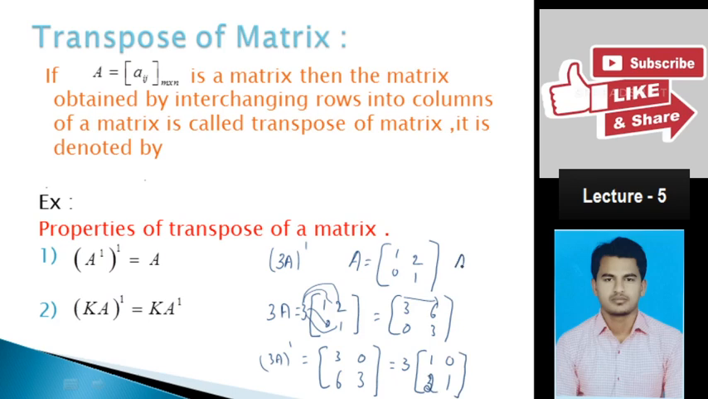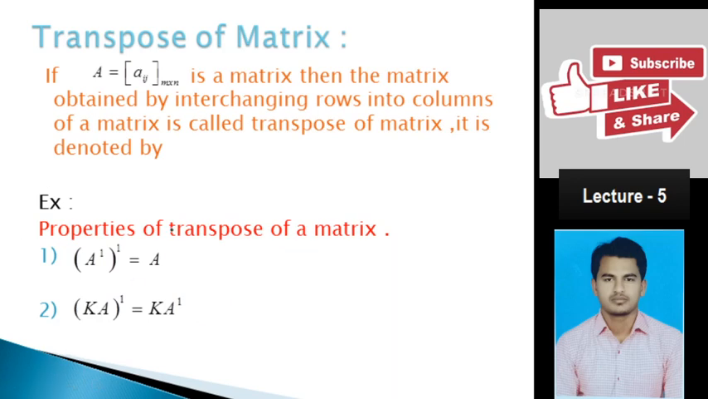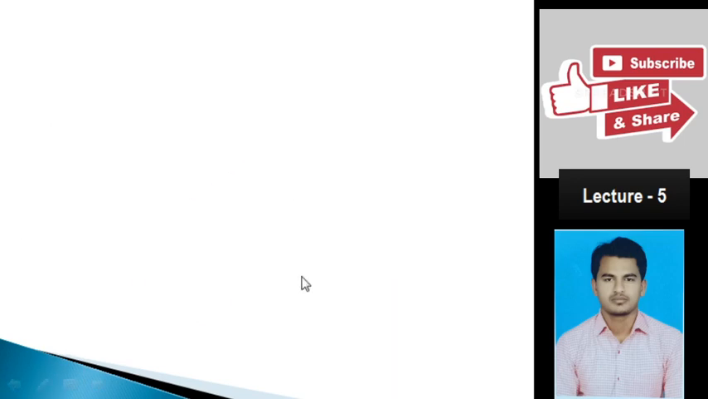So what is our A transpose? [1 0; 2 1]. See here, it is also equal to 3 into A transpose, the second property. Later, the third one, most important.